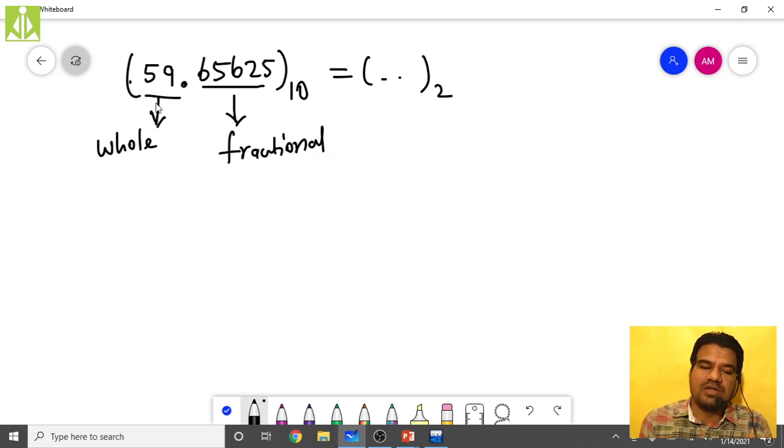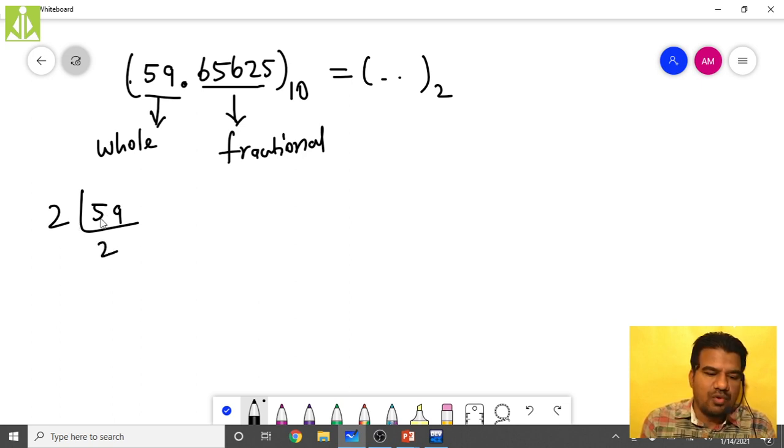Okay, we convert this decimal number into binary. First we convert the whole number, then we convert the fractional part. That is, whole number separately we do and fractional part separately we do. First I am converting this whole number. Whole number conversion we already know. 59, simply take 59 with 2.